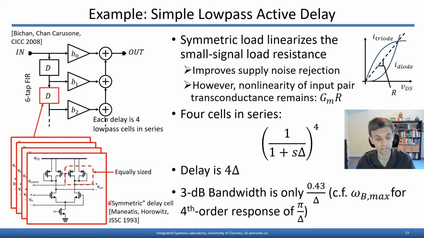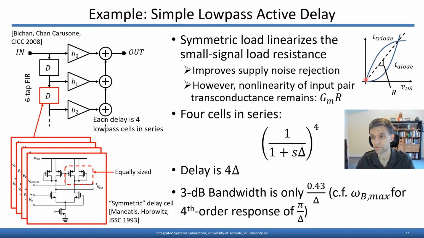And the idea here is that by combining a parallel combination of a transistor in triode and a diode connected transistor, what you can have is a linearized small signal resistance here. And to understand that, we can imagine the current through each of those devices here on the y-axis plotted versus the drain source voltage across those transistors.